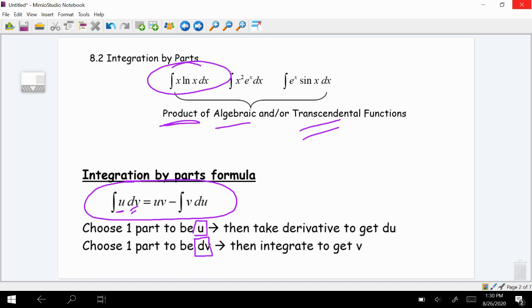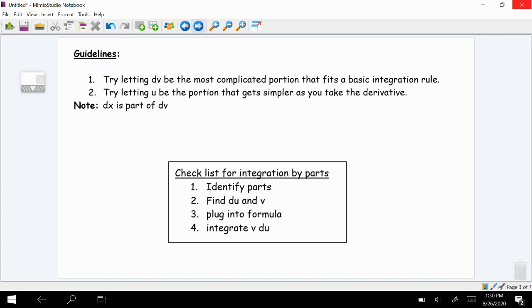Once you do that, then you're putting everything into this formula. You'll have your u, your v, and then minus the integral of the v and the du. And I know it sounds crazy complicated, but I promise when you put it into practice, it's not as bad as it sounds. So some basic guidelines, and we'll get into more concrete later.